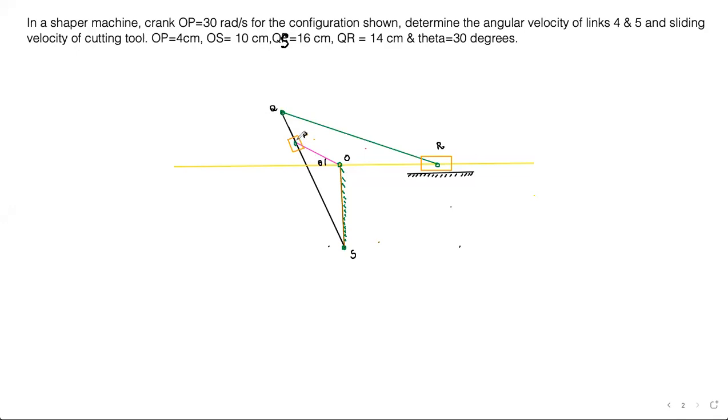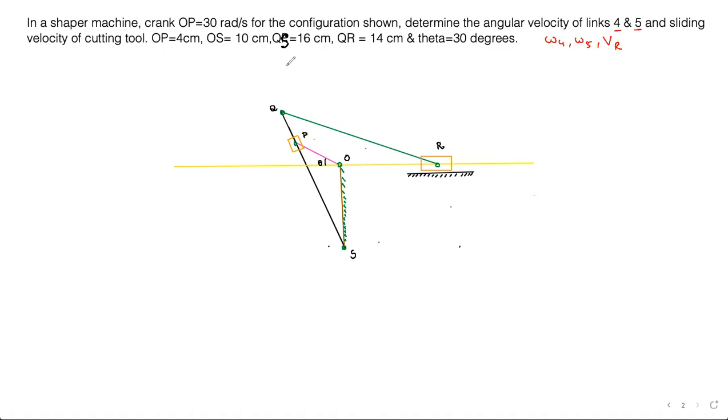So from S passing through P, already we have the point P, right? OP is 4 centimeters. So passing through P, I will draw a line of 16 centimeters length, and then with QS as center, I will cut an arc on the yellow reference line of 14 centimeters. My construction is done. For the sliders, I can just put some length and draw these two rectangles as sliders. So our main task over here is to determine the angular velocity of link 4 and 5 and the sliding velocity of the cutting tool. It means omega 4 and omega 5 and then the sliding velocity of R. These three things are asked over here.